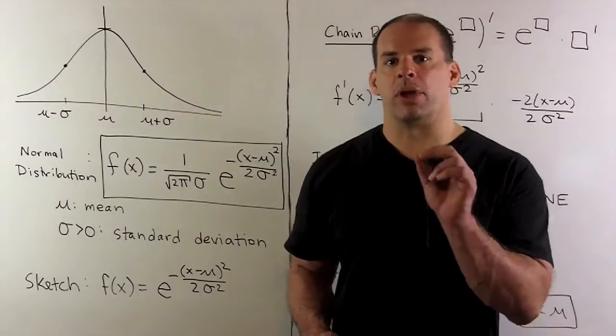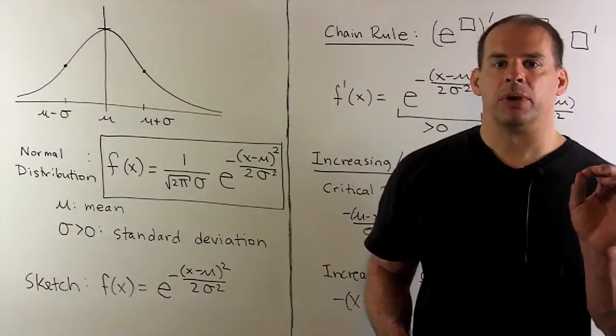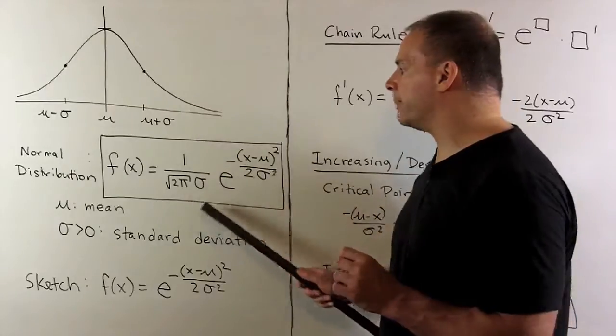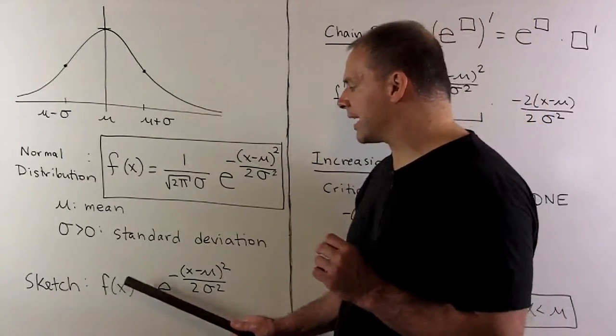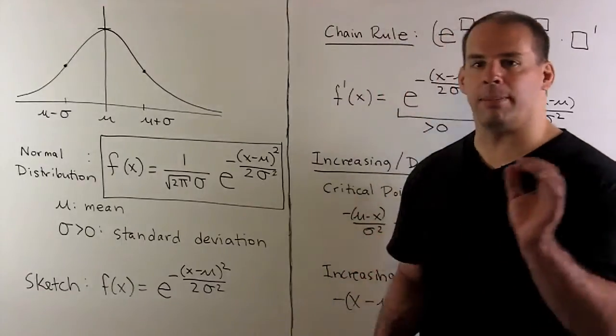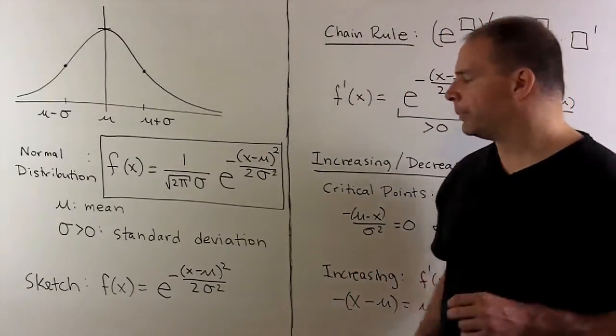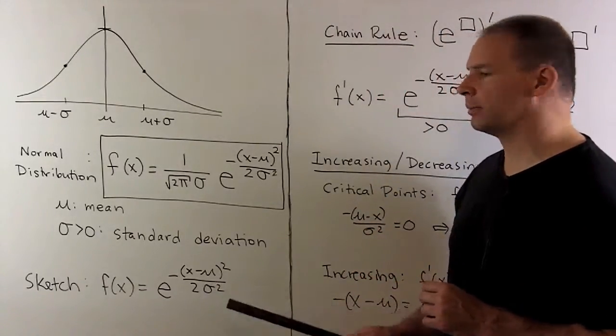Now, since I'm only interested in sketching, we're not going to worry about the constant in front. I'm going to drop that. So our exercise is going to be to sketch f of x equal to e to the minus x minus mu squared over 2 sigma squared.